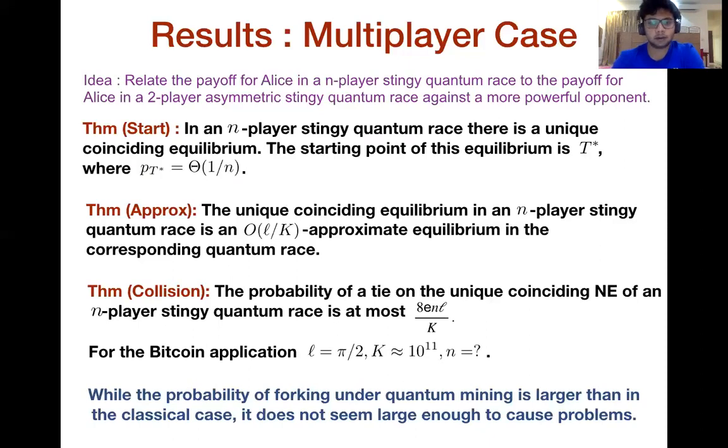So that kind of brings us to the end of the overall analysis of this work. And we conclude with the statement that while the probability of forking under quantum mining is larger than the classical case, it still does not seem to be large enough to be causing problems to the security of the Bitcoin protocol.